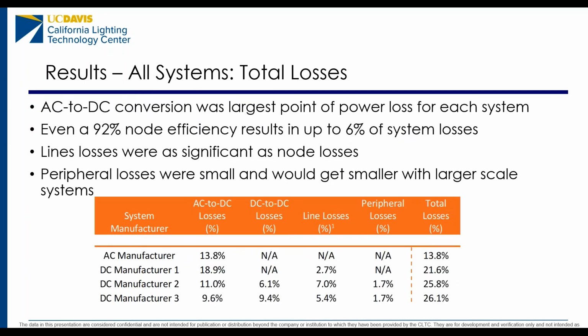For each system, the greatest source of power loss was that AC to DC conversion. Losses due to DC to DC conversion at the node also contributed significantly to the overall power losses, even with a node efficiency of upwards of 92%. Additionally, line losses were as significant, if not more significant, than node losses. And the peripheral losses, however, were less than 2% and would be even smaller for a larger capacity system, as you wouldn't need to have another gateway or another computer to run a 2000 watt system, for example.